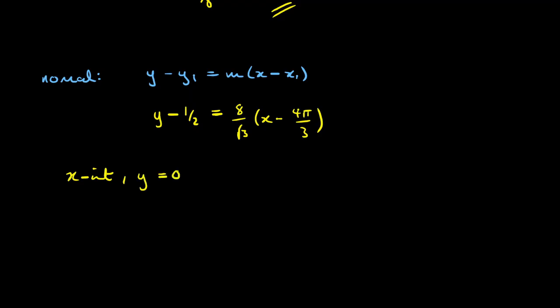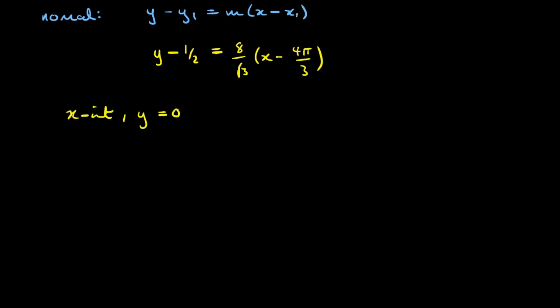And if you just think about that for a second, if you imagine the x-axis, everywhere on the x-axis, the y-coordinate is 0. When you're being asked to find the x-intercept, what you're really being asked is to find the x-coordinate where the y-coordinate is 0. Okay? So if we set y is equal to 0 here, we're going to get 0 minus a half is equal to 8 upon root 3 x minus 4 pi upon 3.